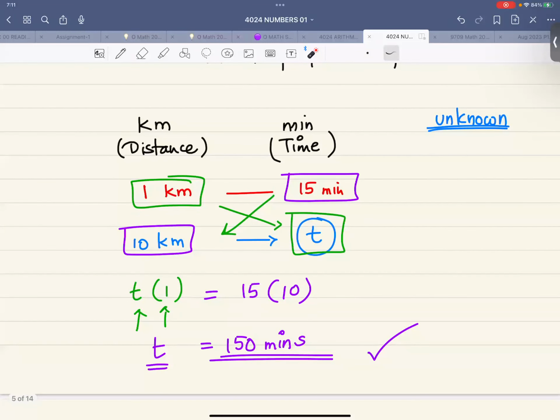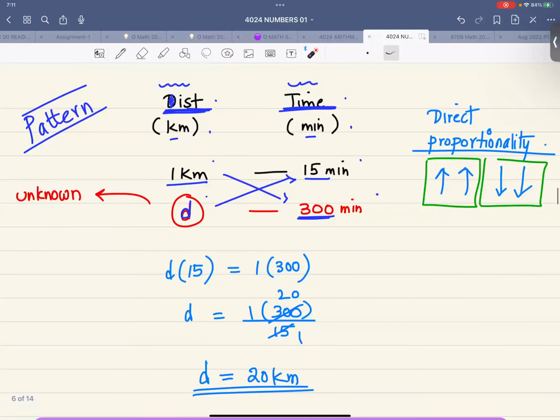Kilometers and minutes. Kilometer is a unit of distance. A minute is a unit of time. 1 kilometer, 15 minutes, 10 kilometers, t minutes. So we just cross multiply like this and we get our answer. There is a pattern to it. That's what maths is all about.